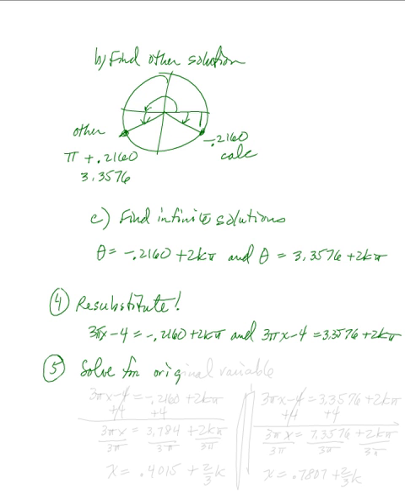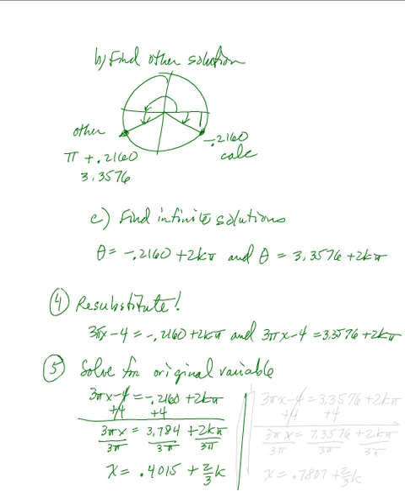Now you're going to solve for x, for the original variable. So 3 pi x minus 4 set equal to negative 0.2160 plus 2k pi. We're going to add 4. We have 3 pi x equals 3.784 plus 2k pi. Divide by 3 pi. Every term gets divided. And you'll arrive at x equal to 0.4015 plus 2/3 k. That's for the first generator.